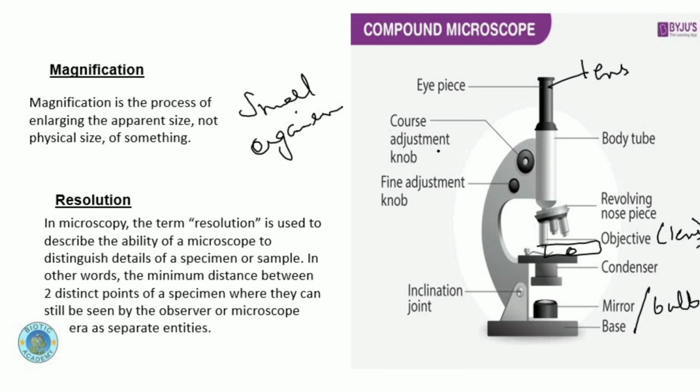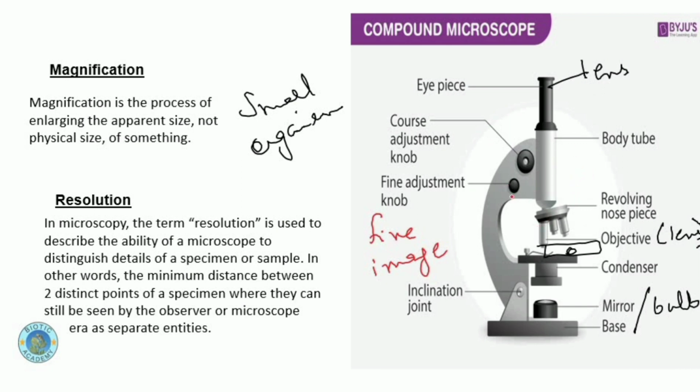Now these are the two adjustment knobs you can see over here: coarse adjustment and fine adjustment. Coarse adjustment and fine adjustment together help to bring a fine image of the specimen whatever you are observing under it. So these are the basic parts of this optical instrument.